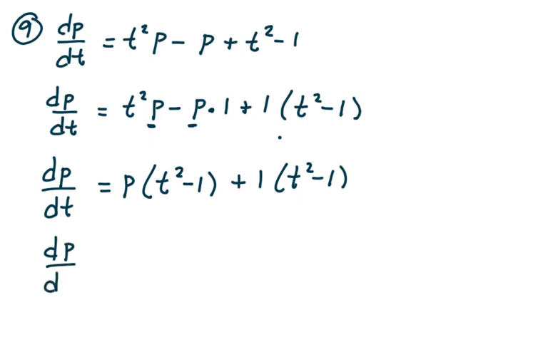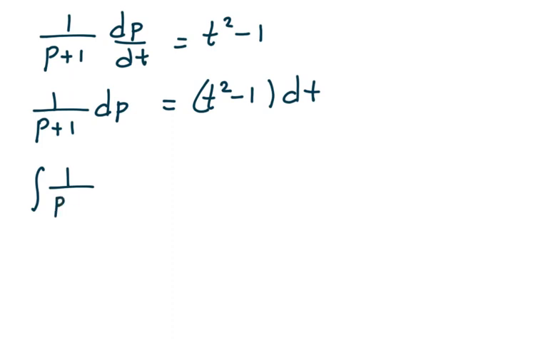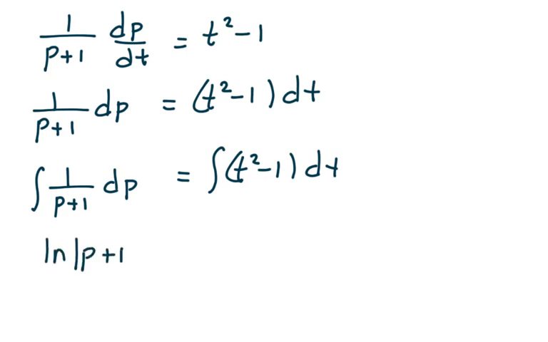And so we just did a little factor by grouping here. So dp/dt is (t squared minus 1) times (p plus 1). Now, 1 over (p plus 1) dp/dt is equal to t squared minus 1. And so 1 over (p plus 1) dp is equal to (t squared minus 1) dt. And I want to integrate both sides. So the integral of 1 over (p plus 1) dp is the same as the integral of (t squared minus 1) dt. And so natural log of the absolute value of p plus 1 is equal to 1/3 t to the third minus t plus c.